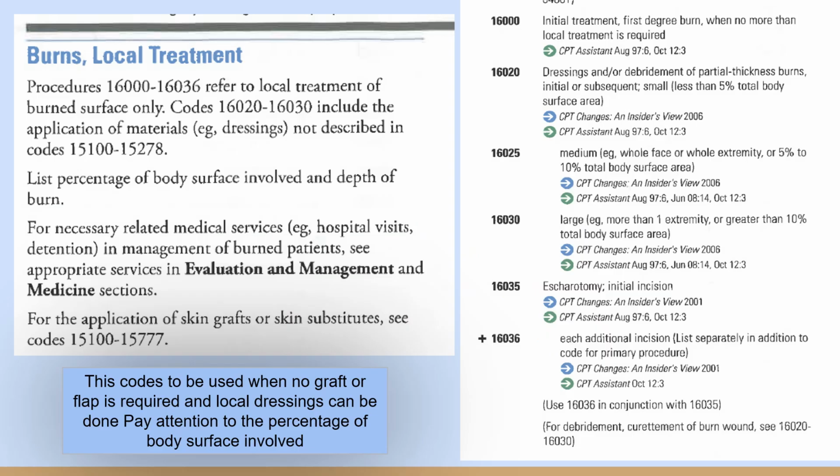So let's see. Burn local treatment codes are from 16000 to 16036, and it is mainly for the local treatment of the burn surface, and all these words are very important. This code is to be used when no graft or flap is required and a local dressing can be done. So this is basically for the first degree burn, and it could be for a slightly deeper burn, but the treatment is local. And here you pay attention to all the words, initial treatment, and what is the area that is involved, that we have to write here.